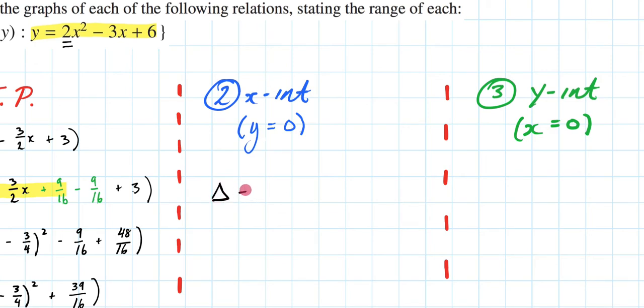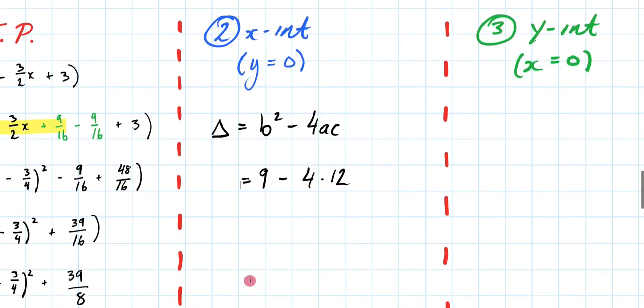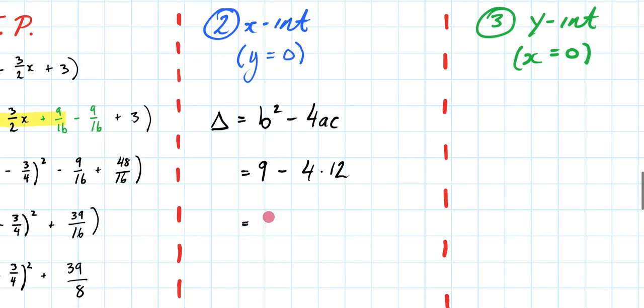My discriminant. My discriminant is b squared minus 4ac. And it's going to tell me how many x solutions I'm going to have. My b squared is going to be negative 3 squared, which will be 9. Then I'm going to have 4 times ac. A is 2, c is 6, so it's going to be 12. So I'm going to end up having 4 times 12 is 48. So 9 minus 48, which is going to be equal to negative 39.